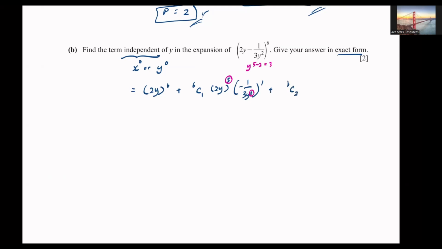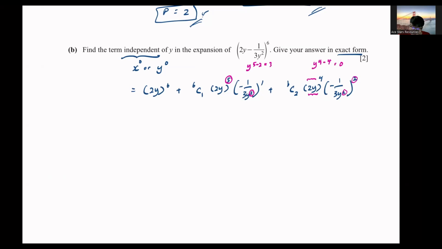Continue. 6C2 (2y) squared times (negative 1 over 3y squared) to the power of 6 minus 2, that's going to be 4. So check the power. Here this term is going to be y to the power of 4, divided by, there's a 2 and 2 here, so 2 multiplied by 2, you're going to get a 4. So 4 minus 4 is going to be 0. The maximum power of y to the power of 4 divided by y to the power of 4, so you end up with y to the power of 0. Technically it's just 1.